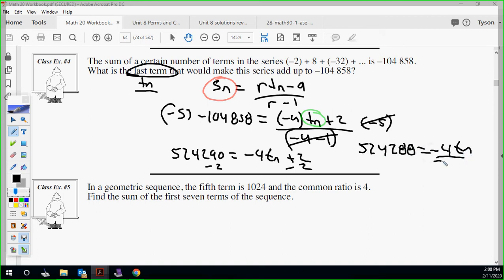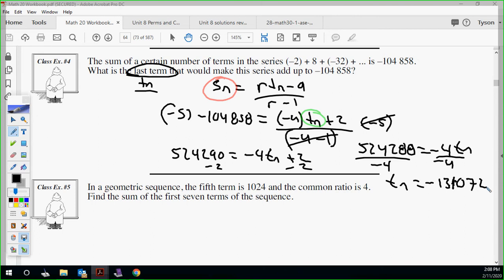And now we divide by negative 4 to finish. So t sub n, which we expected t sub n to be negative, is 131,072 negative. That would be the last term for that series. Okay. Any questions there?